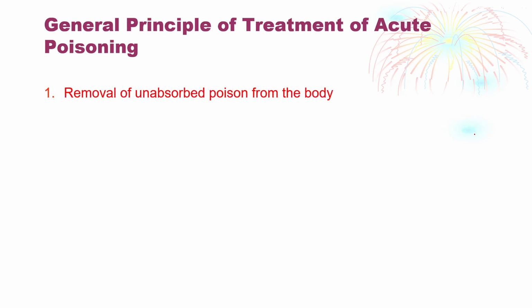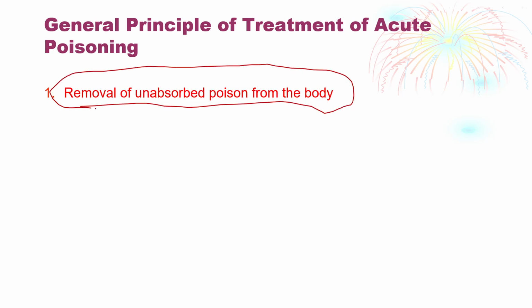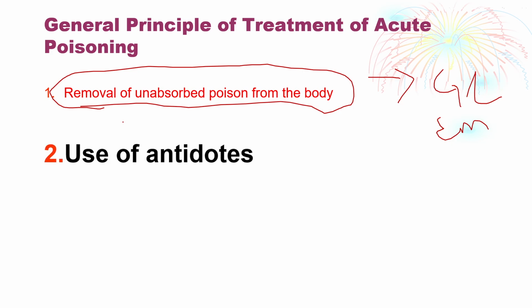Let's start with something from our lecture 3, how we're going to treat an acute case of poisoning. We discussed the removal of the unabsorbed poison. How are we going to remove the unabsorbed poison? By doing gastric lavage and by inducing vomiting. Gastric lavage plus emesis were the processes by which we remove the unabsorbed poison. And after that, we use the antidote. Now, this is our today's topic.